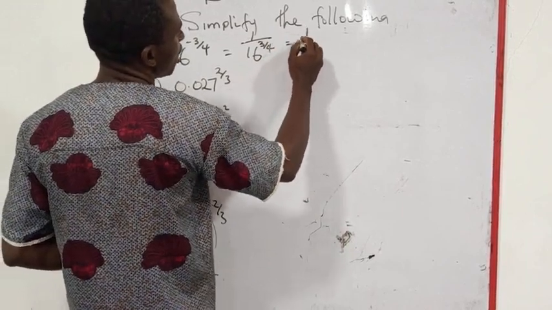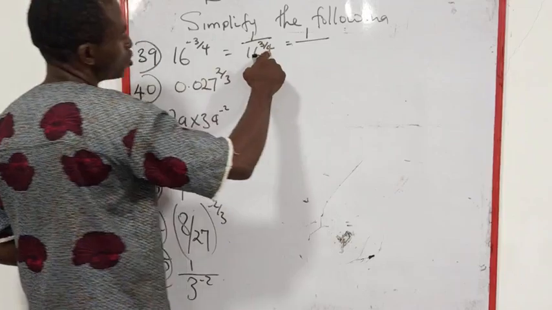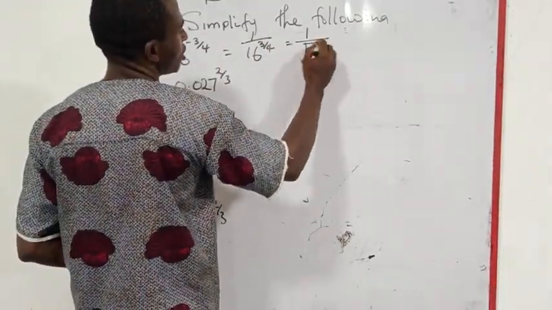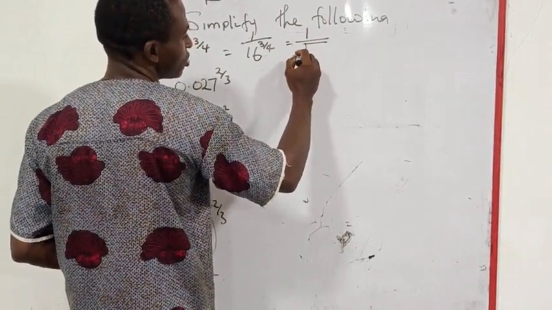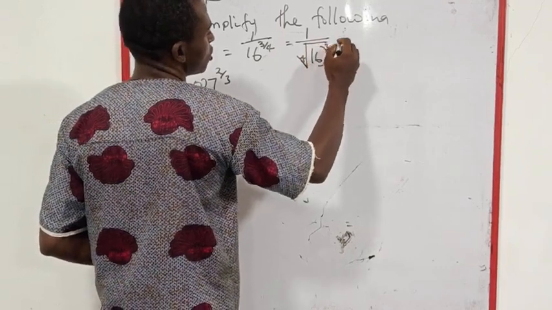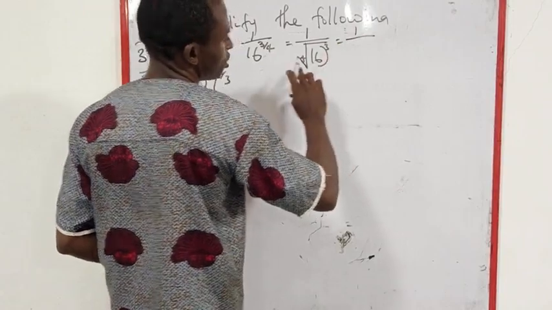Now, by interpretation, we now have 1 over. This is the fourth root, whenever you see 4 as the denominator it is the fourth root. So you now have it like this. You write it slowly, because it's not the same thing as with 4. Then raised to the power 3. You now have 1 over 16 of this.